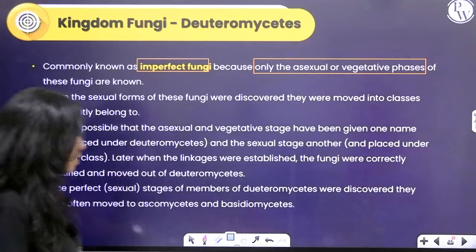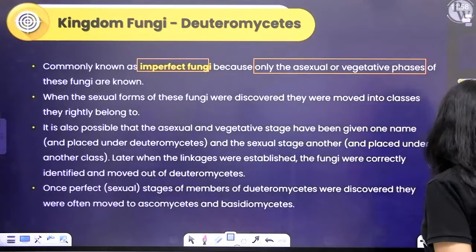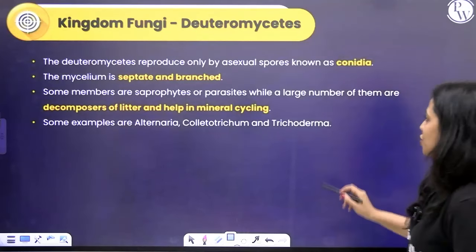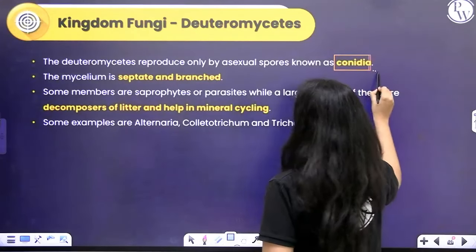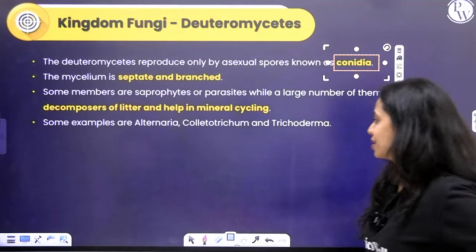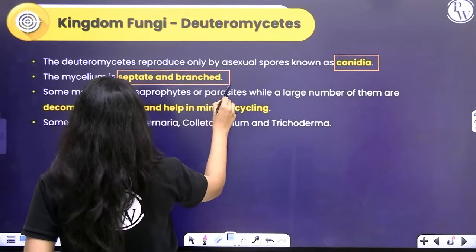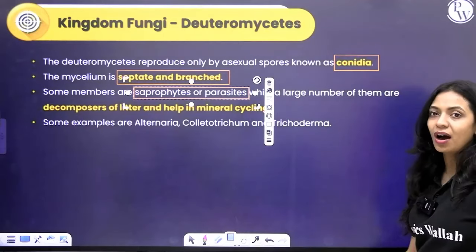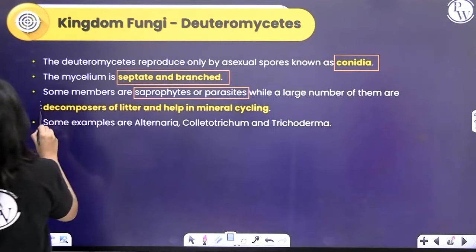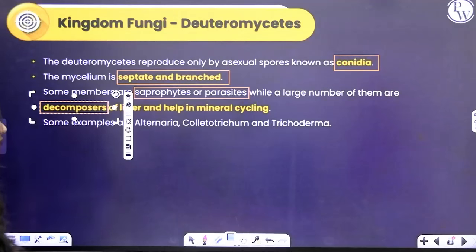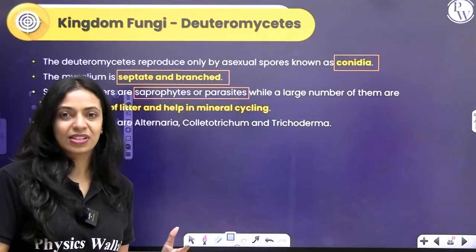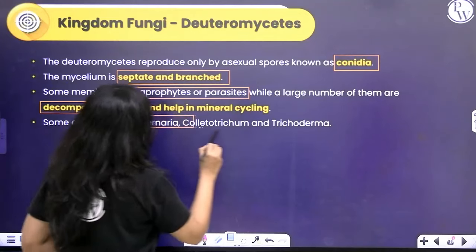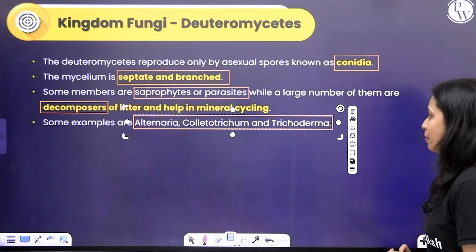Okay. So yeah, not much is given about the deuteromycetes. They perform asexual reproduction by asexual spores called conidia. Mycelium, like we already know, is septate and branched. Some of these organisms are saprophytes or parasites. Many of them are decomposers. They are involved in the breakdown of detritus, litter. If they are involved in breakdown, obviously they will help in the cycling of minerals and nutrients. Examples for these: Alternaria, Colletotrichum and Trichoderma. You have to remember this.